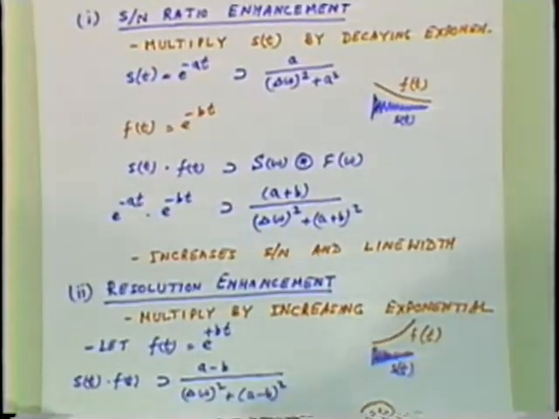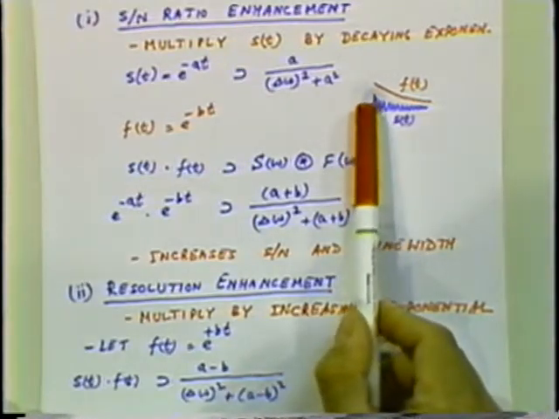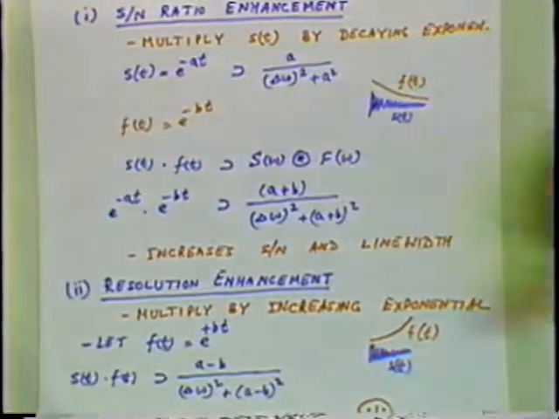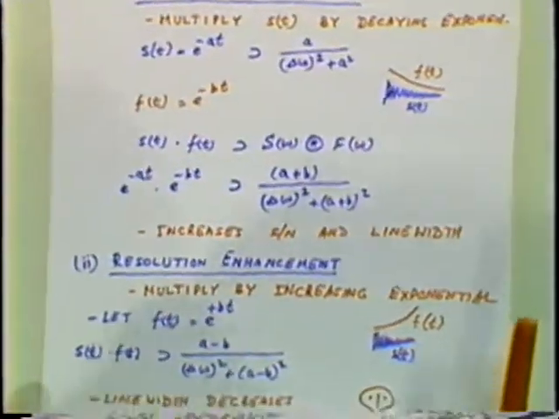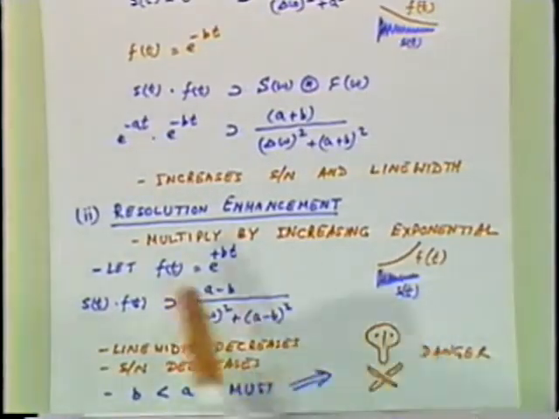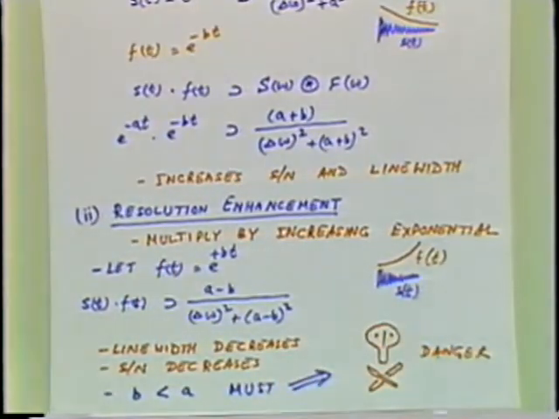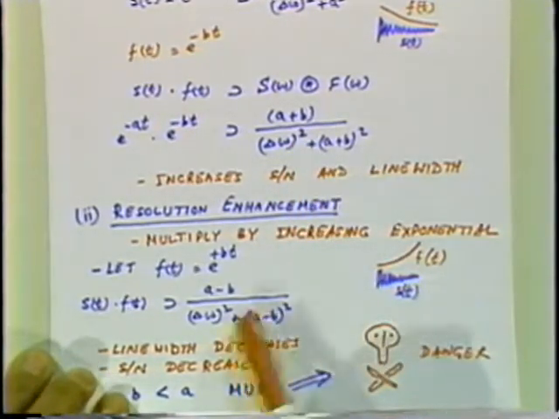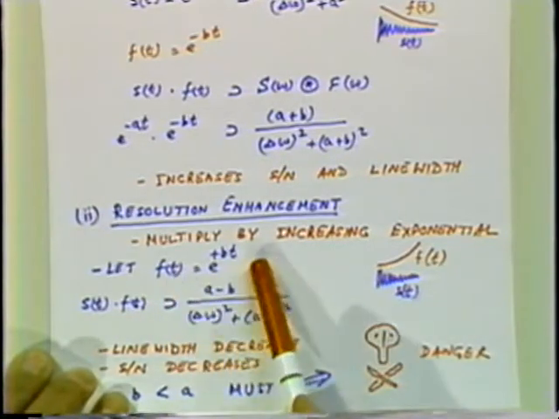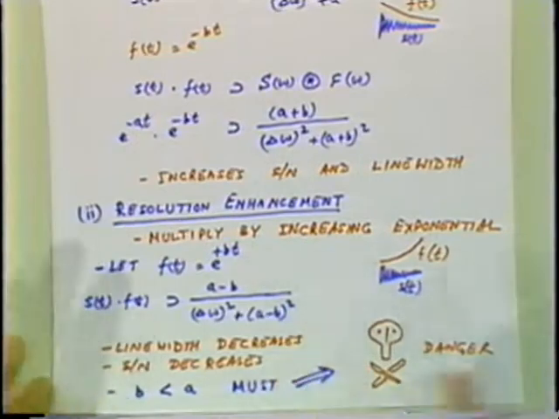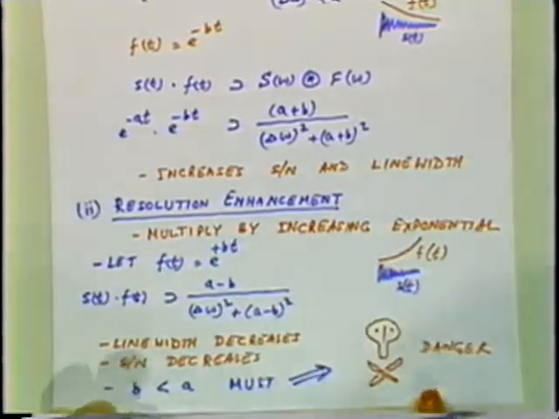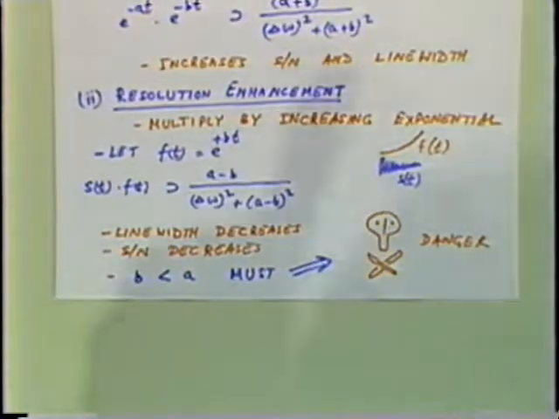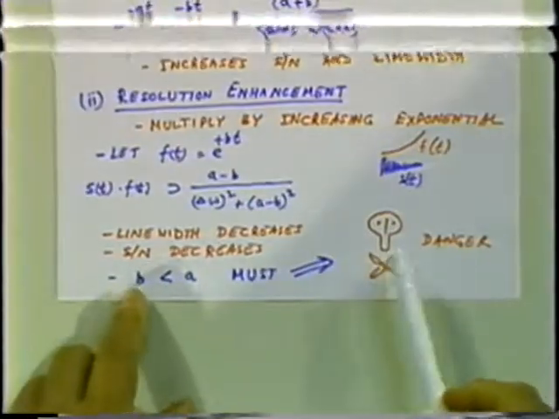The increase of signal to noise can be seen pictorially: as your information content is decreasing, you are decreasing the weighting by multiplying by a decaying exponential. And it's very easy to see mathematically that the resolution enhancement function is just an increasing exponential. If I multiply by an increasing exponential, then I would subtract the line width rather than add. And you have to be very careful that you don't subtract the line width below its natural width. If you did that, you will get no signal. Okay, so it's a danger.